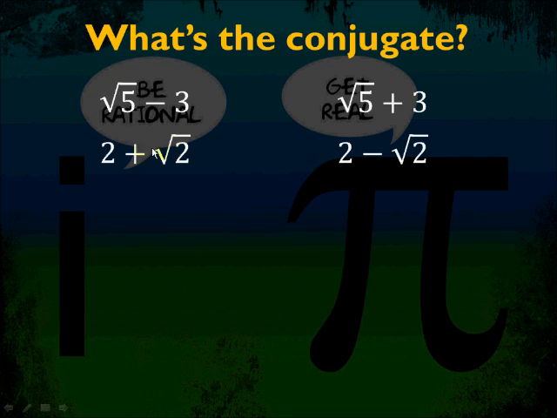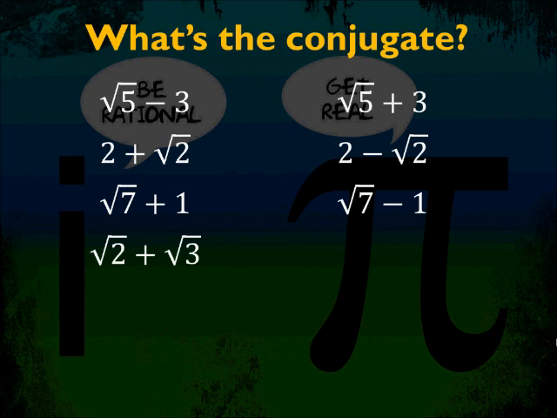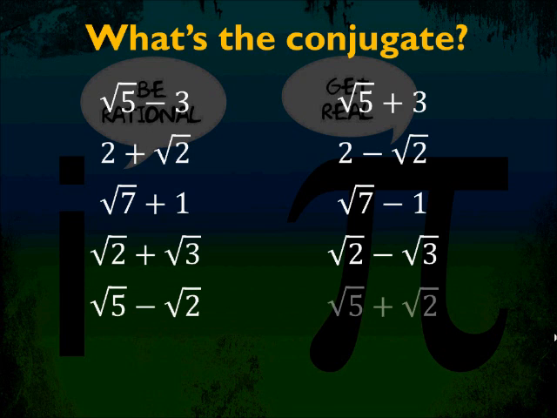You notice that the only difference is the sign. Next, radical 7 plus 1. The conjugate is radical 7 minus 1. Radical 2 plus radical 3. Conjugate is radical 2 minus radical 3. Radical 5 minus radical 2, and the conjugate is radical 5 plus radical 2.